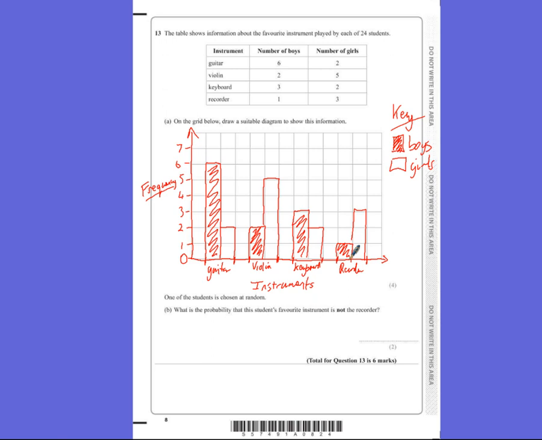It says one of the students is chosen at random. What is the probability that this student's favourite instrument is not a recorder? Well, rather than adding up all the ones that aren't a recorder, what I'm going to do is add up the ones that are. So there are 4 people that do the recorder, and there are 24 altogether. So my probability is going to be out of 24. And if 4 do like recorder, then that must leave 20 that don't like recorder. Now, this is a 2-mark question, so often there can be a mark for cancelling down. So we can see that 4 go into both of these, so that would be 5 over 6.